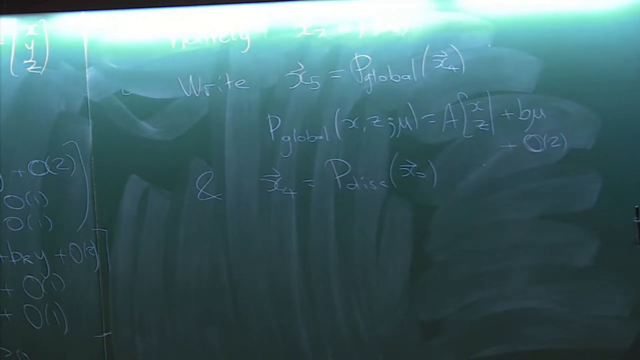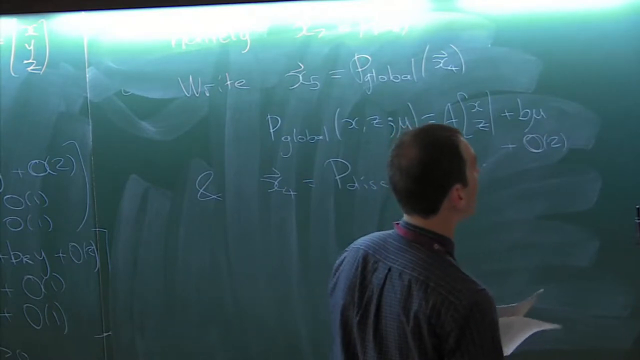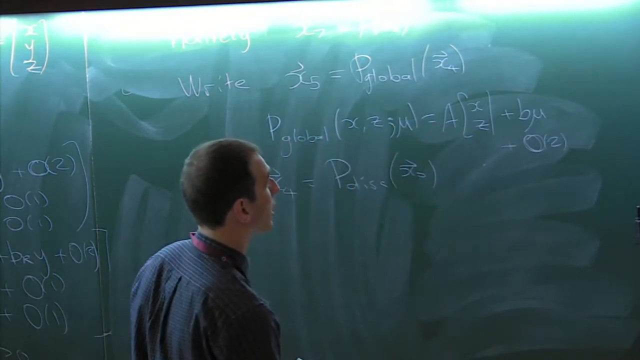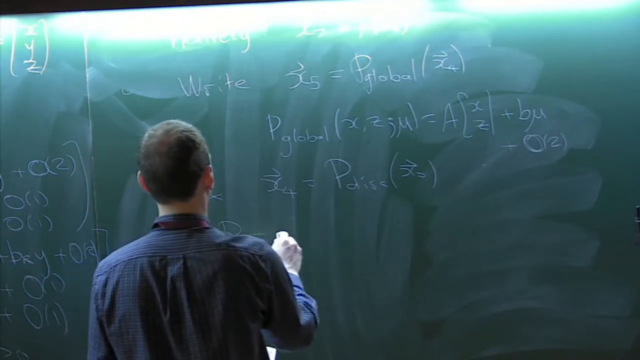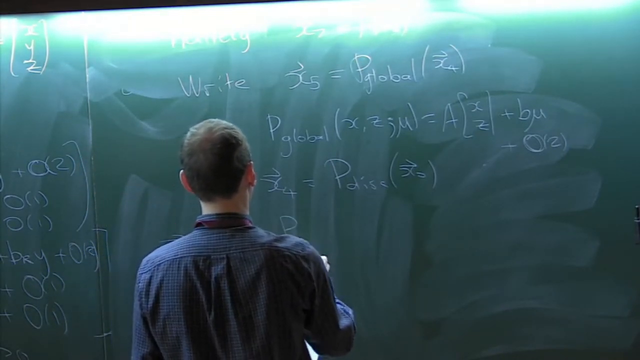So then we need another piece. We need the map from x0 to round to x4. But this is what's called the discontinuity map. And then our Poincaré map will be the composition of these two. So P is P global.